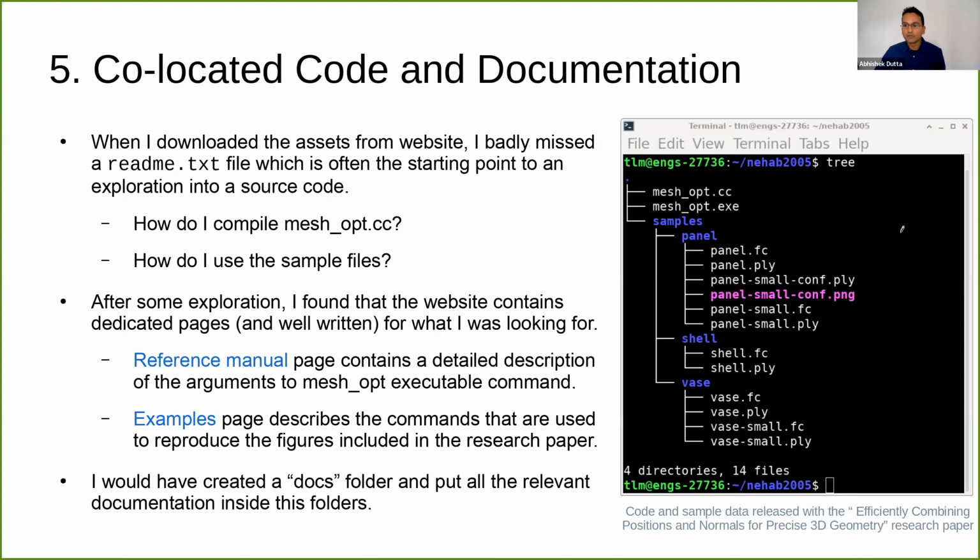When I was running this code, I also missed a readme.txt file, which is not there in the distribution. I missed that file, but a lot of excellent explanations were provided in the reference manual and the examples, which are available as a website. So it is a good idea to include a text file that contains some basic documentation of what the code is about and how to run it, in the code itself or in the folders that you supply with the code.